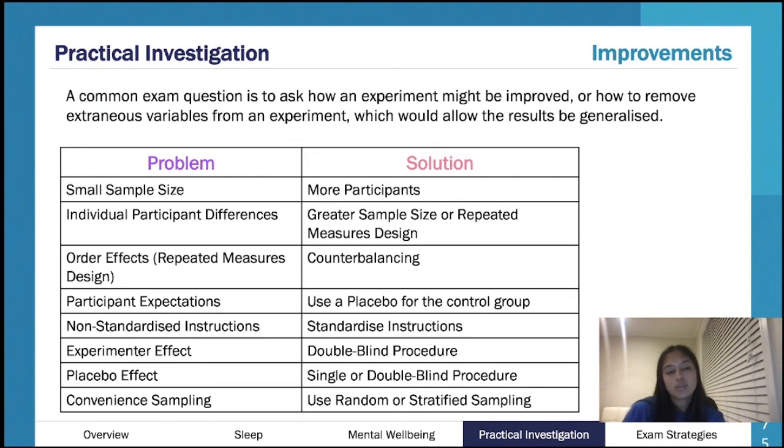This is a super important table. Remember it like the back of your hand. It's ways of fixing things in an experiment, ultimately. So again, order effects, the way that you fix that is by counterbalancing.